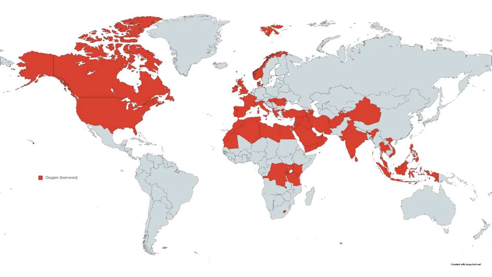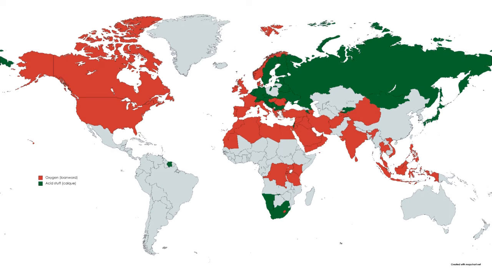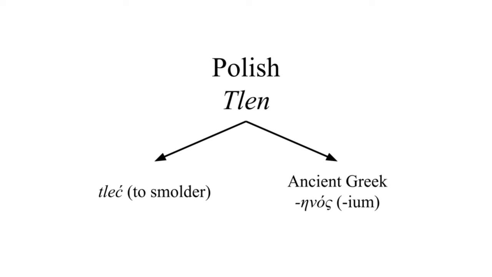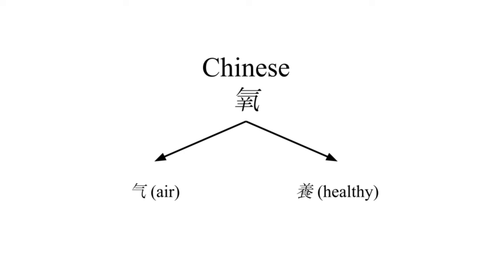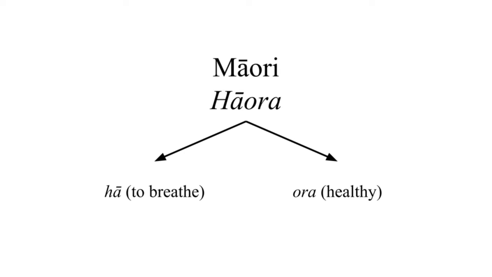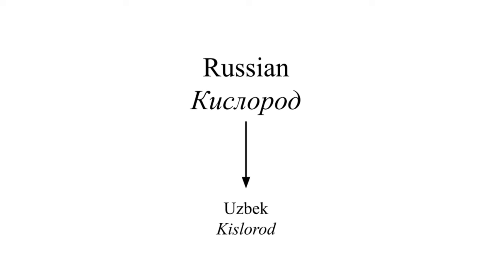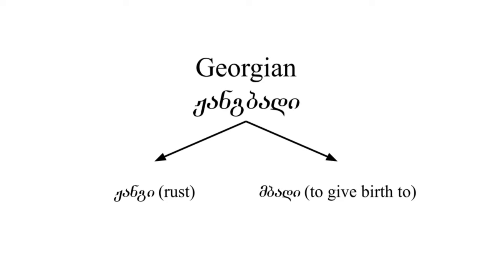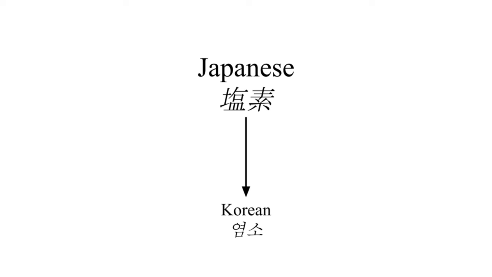Oxygen is nice. These languages call it oxygen, and these call it the stuff that makes up acid. Polish and Lithuanian, and Lithuanian's little brother Samogitian, use a word related to burning, which makes sense because burning is oxidation. Chinese and Maori use a word that ultimately references oxygen as being the air that you can breathe. Uzbek steals the Russian kislorod. Nahuatl drops all modifiers and just calls it air, and Georgian takes the most interesting route, referring to oxygen's presence in rust. Korean, of course, loans from Japanese.